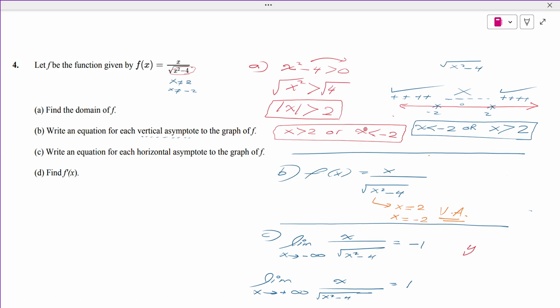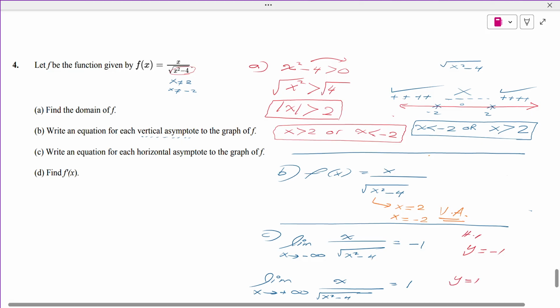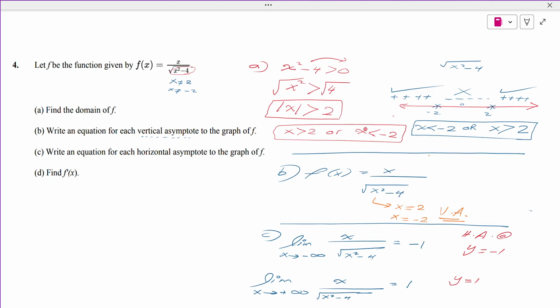The first one at y equals minus 1 and at y equals 1. So horizontal asymptote at y equals negative 1 and at y equals 1. So there are two horizontal asymptotes, and again, as we discussed before, for horizontal asymptotes please use y equals, and for the vertical asymptotes use x equals.